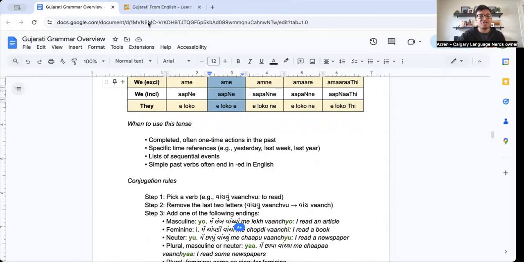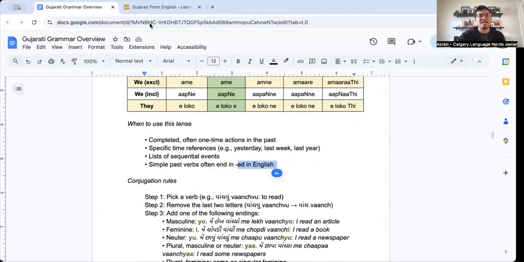If you speak Spanish, it's weirdly enough, I meet a lot of Gujarati learners who have studied some level of Spanish in their lives. Very interesting coincidence. It's kind of like the pretérito in Spanish, if you've studied that. If you've studied French, it's like the passé composé. If you speak English, obviously you speak English because you're in here. We often have words in ed in English: jumped, washed, cleaned, things like that. So these are one-time things that happen in the past.